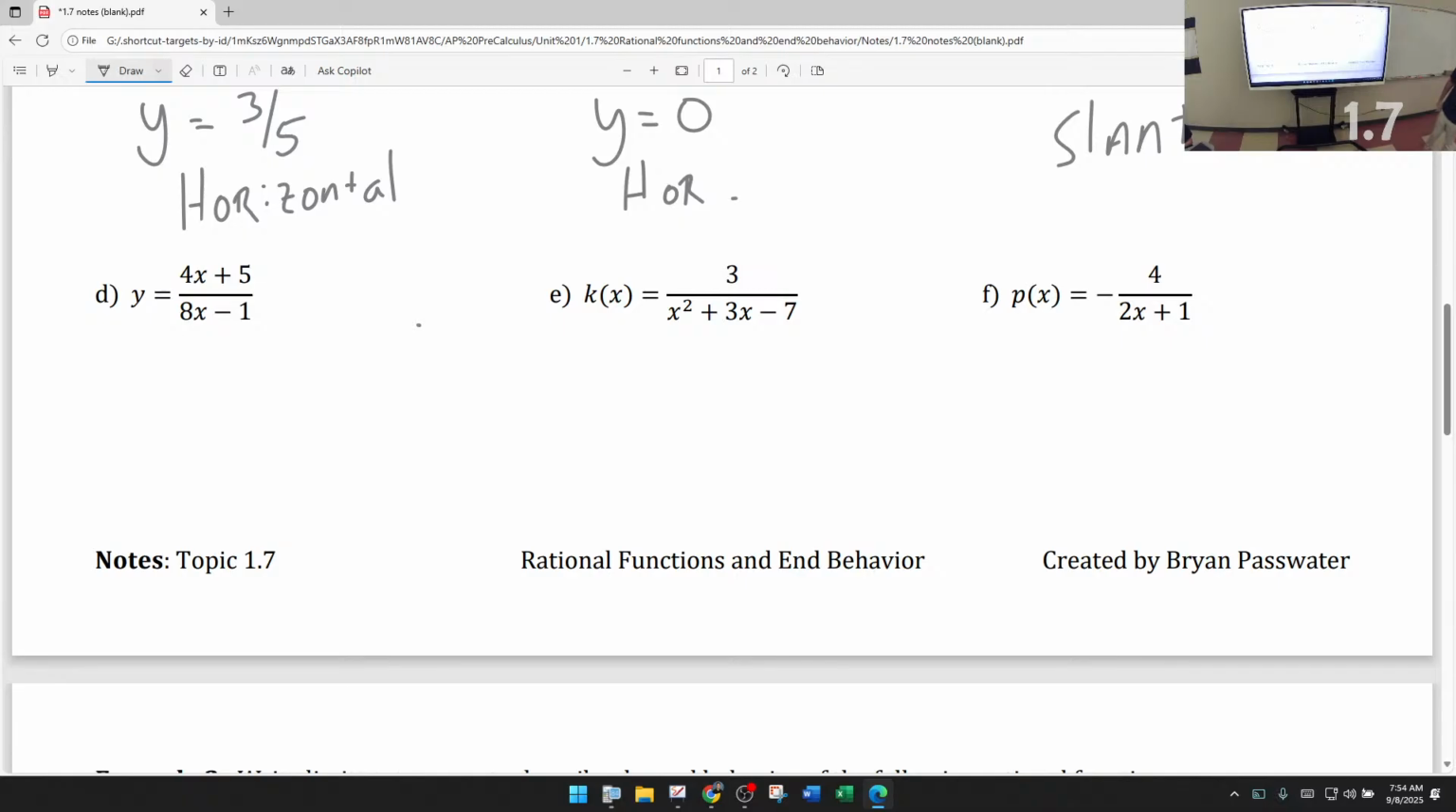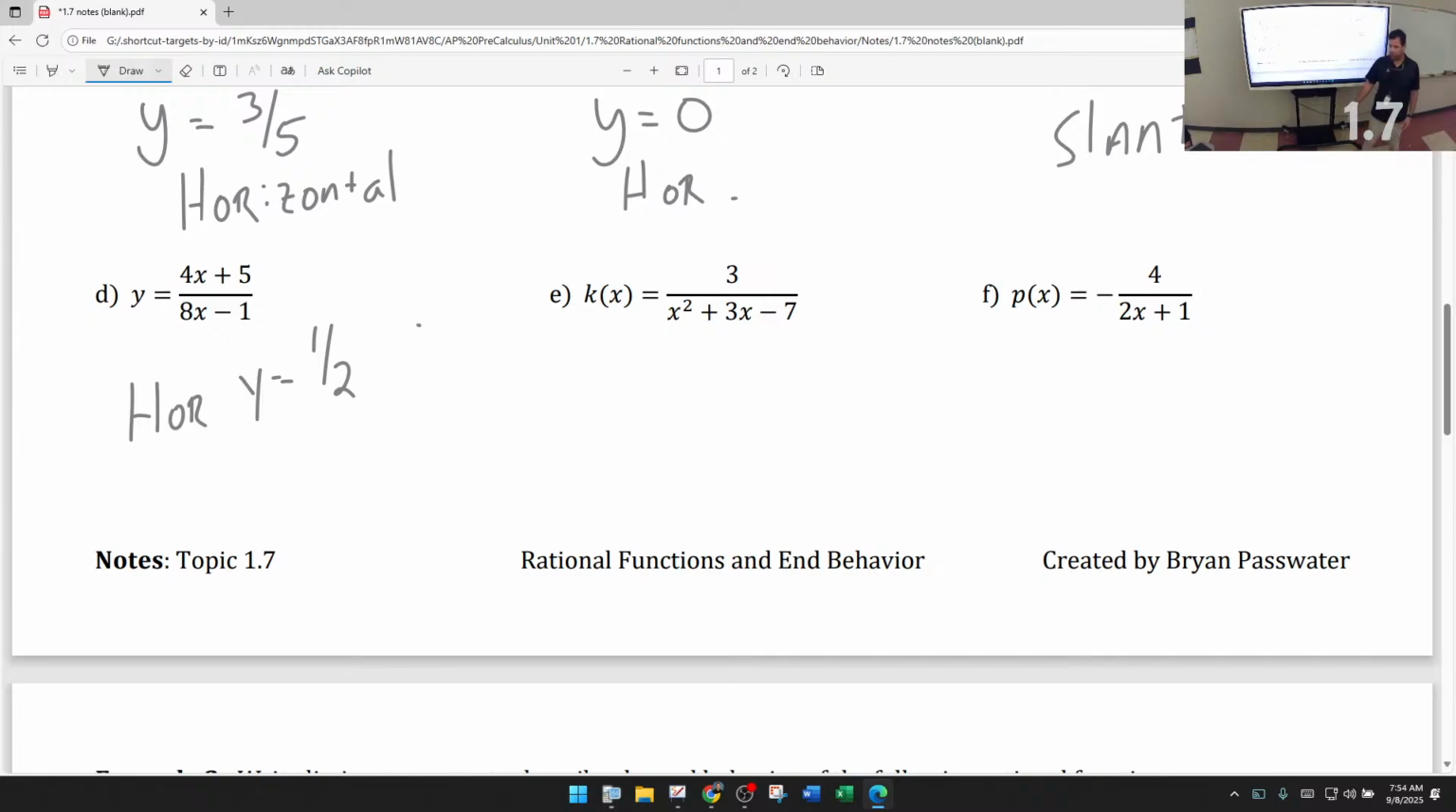Degree on top and the degree on bottom are the same, so we look at the coefficients. A bad habit for students, especially when I taught this in Algebra 2, is they say, okay, the degree on top is the same, so it's at 1. No, it's not at 1. Make sure you look at the coefficients. So this one is horizontal at y equals 1/2. Always put them as equations, guys. Asymptotes have to be equations. You can't just put 1/2. If you tell me 1/2, I don't know what you're talking about.